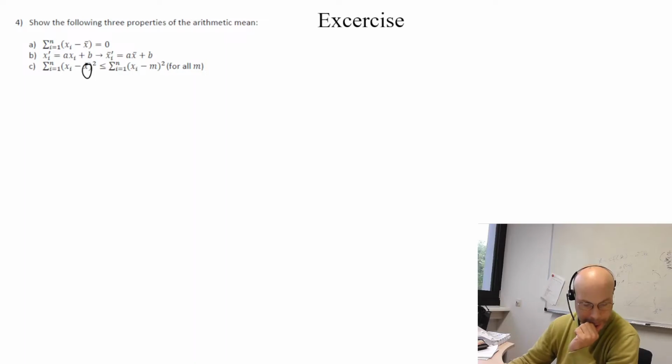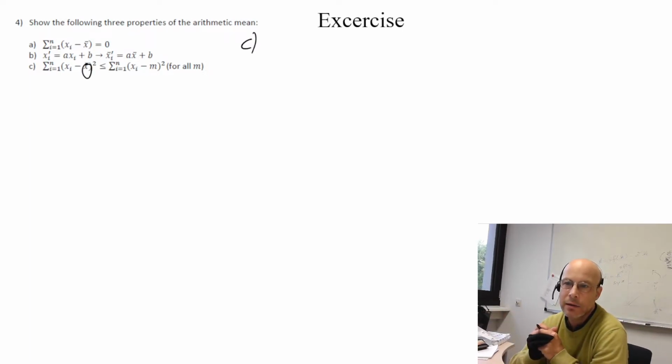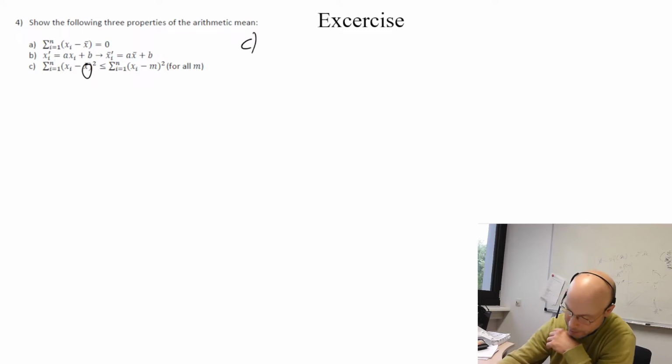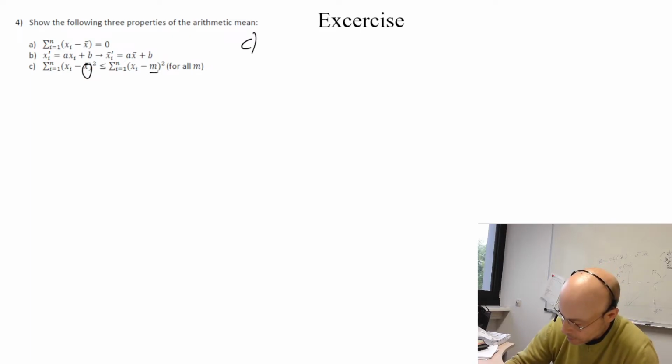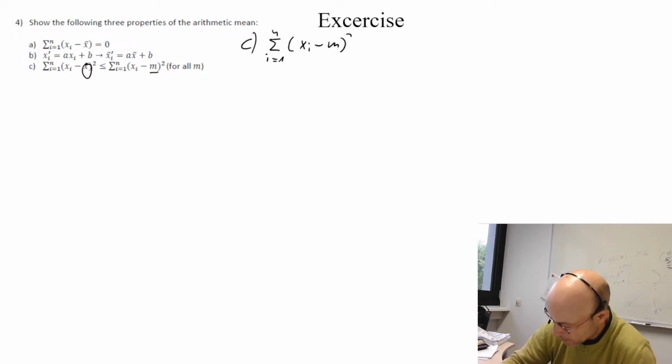So then let's try to show this. How do we show this? Well, at first we just start and look if we choose another number. So to speak, we suppose there would be another number m, and for this number m, we assume that the sum of the squared distances is smaller than the sum of the squared distances with respect to the arithmetic mean. So we start and write down sum i from 1 to n, xi minus m squared.